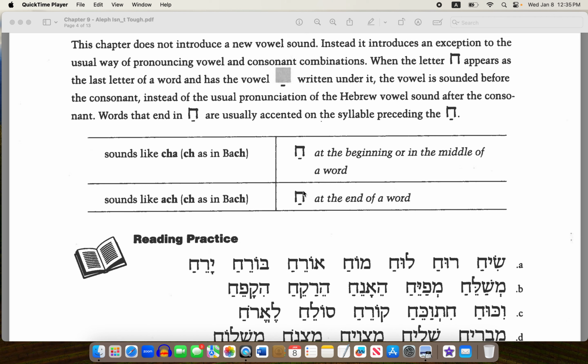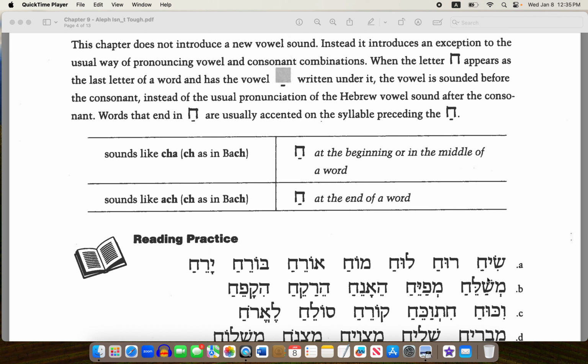When the letter chet, only the letter chet, sometimes the letter ayin, sometimes the letter hey, but mainly the letter chet is what you're mostly going to run into, A comes before the cha. Say it with me. A comes before the cha. So what do I mean by that? It's going to be as in ach, but I don't want you to give it a guttural ach. It's just going to diphthong right into it.